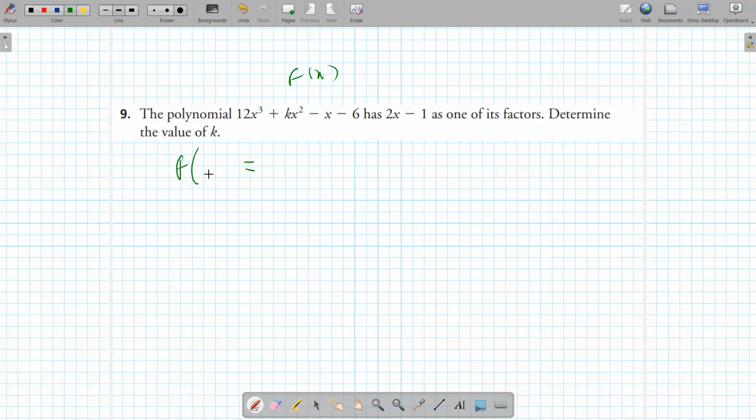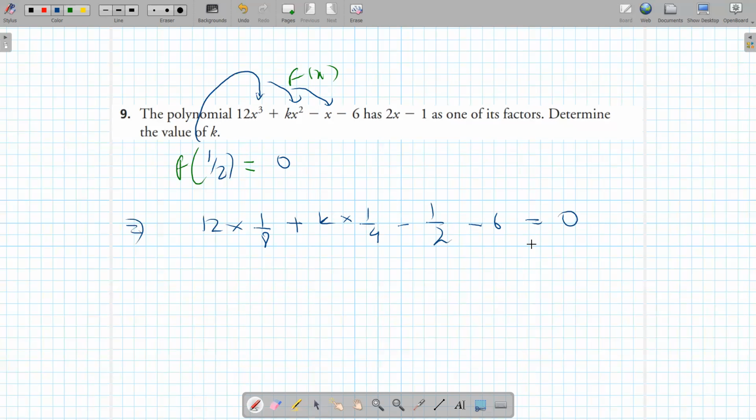That's all there is to this question. It's just algebra from here. We're going to be solving a linear equation. So f of 1 over 2 is 0. What does f of 1 over 2 mean? Well, it just means plug all the x's in as 1 over 2, okay? So you have 12 times 1 over 2 cubed is 1 over 8, plus k times 1 over 4, minus 1 over 2, minus 6 equals 0.